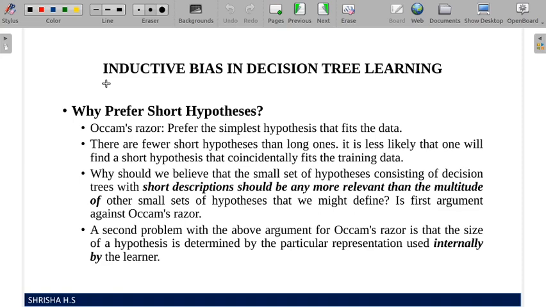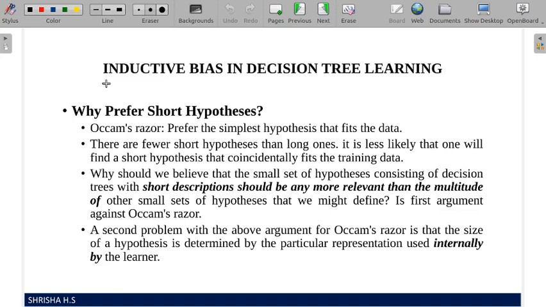For example, we have a tree representation and we have a tuple representation. In the first module we took a tuple representation, with all the don't care conditions and so on. So which is bigger and which is smaller? Can we compare the two of them? We have a tree and we have a tuple kind of hypothesis; both are hypotheses. Which one is shorter, which one is bigger, which is more complicated? We don't have an answer. It depends upon the internal representation of the hypothesis.